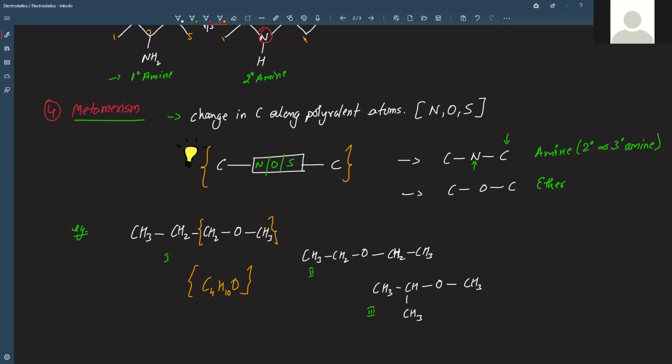Right? They are not positional isomers. So that is about the metamers. If the functional group is the same, then these metamers will give the same chemical reaction. As you can see in this case, all are ether. So because all are ether, they will give you the same reaction.